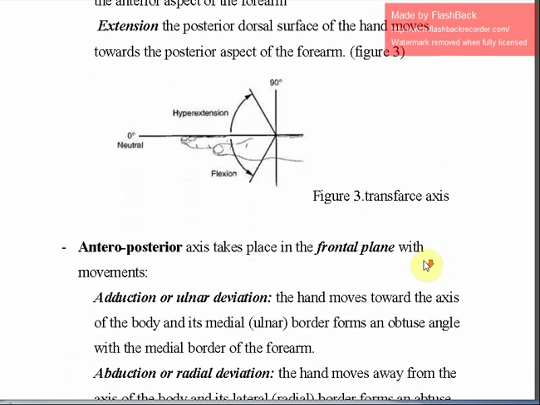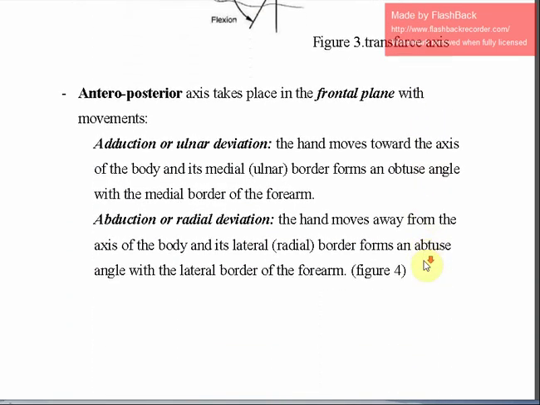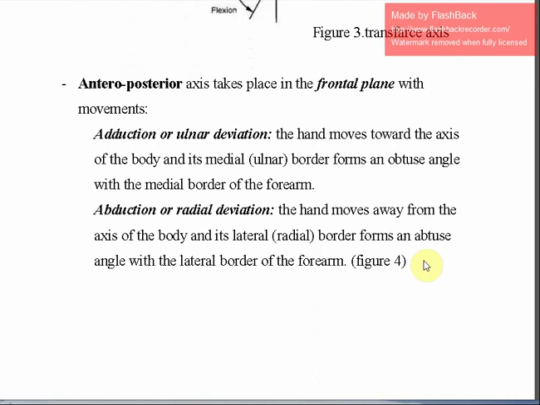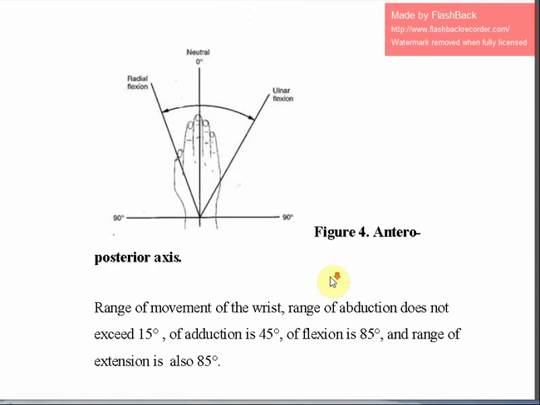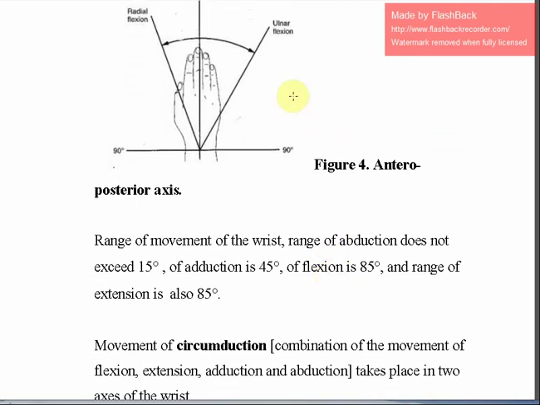Now the anterior posterior axis takes place in the frontal plane, with movements like adduction or ulnar deviation. The hand moves towards the axis of the body on its medial side, that is the ulnar side, and forms an obtuse angle with the medial border of the forearm. When you abduct, the hand moves away from the axis of the body towards its lateral border and forms an obtuse angle with the lateral border of the forearm. So this is the diagram depicting abduction and adduction.